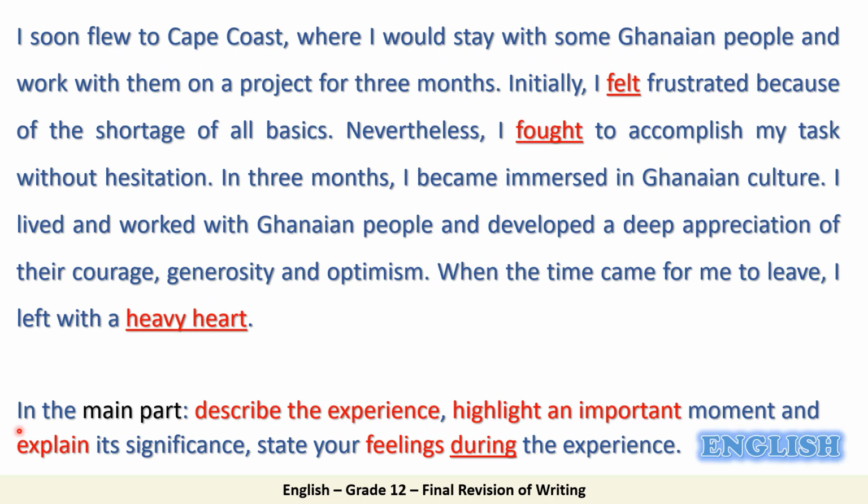The second paragraph is the main part, and in the main part we describe the experience itself, and we highlight an important moment and explain its significance in the story. Then I state my feelings during this experience. Here we are. I soon flew to Cape Coast, where I would stay with some Ghanaian people and work with them on a project for 3 months.